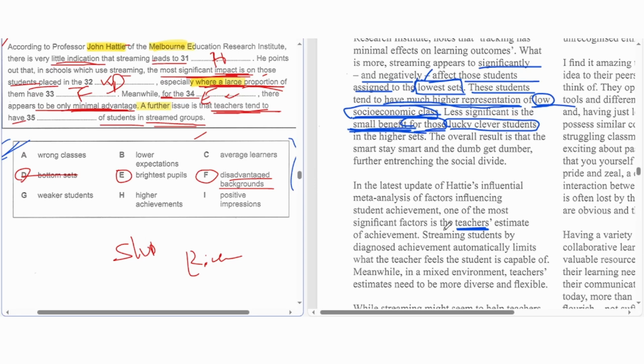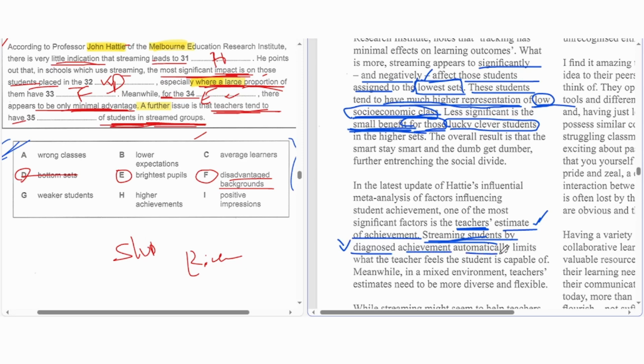One of the most significant factors is that teachers estimate, calculate achievement. So the teacher is trying to calculate the achievement. What is their intention? Streaming students. Now we get students in the streamed group. Streaming students by a diagnosed. Diagnosing means testing, those who are doctors know that diagnose means testing. Diagnosed achievement. What are they testing? They are testing achievement.